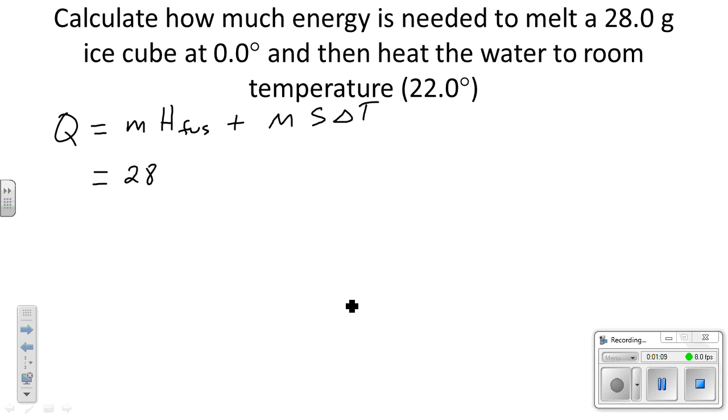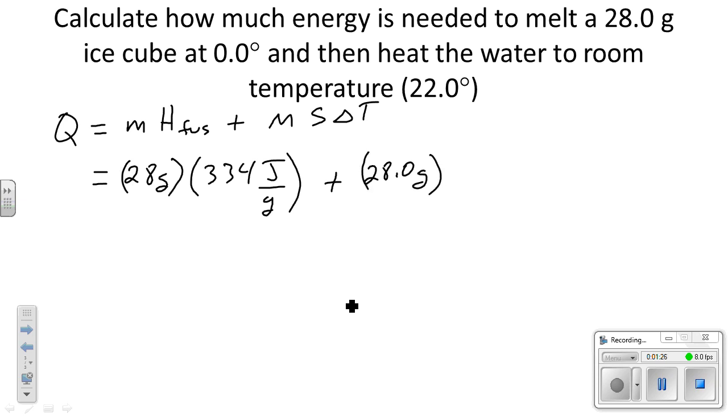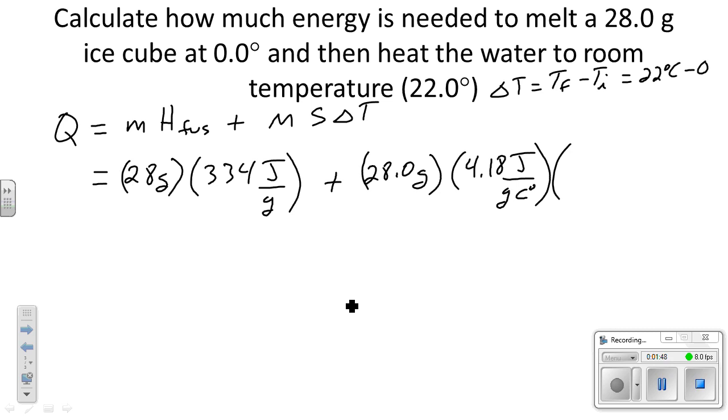So we've got 28 grams. We're going to multiply that by the heat of fusion, which we can look up is 334 joules per gram for ice. And then we're going to add in a term for mass, which is 28, times the specific heat of water, which you may have to look up, but it's 4.18 joules per gram per Celsius degree. And then delta T will be the change in the temperature, which is the final temperature minus where we started. So that will be 22 degrees Celsius minus 0 degrees Celsius.